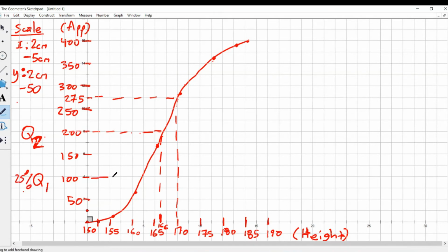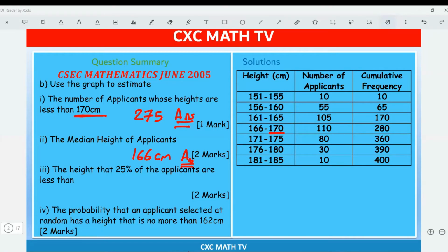And then we're going to draw dotted lines going across, and then we're going to go down to look at that corresponding number. That corresponding number that we're getting is 162.5. All right. And so what that means is the height that 25% of the applicants are less than is 162.5 using our graph. Nice.